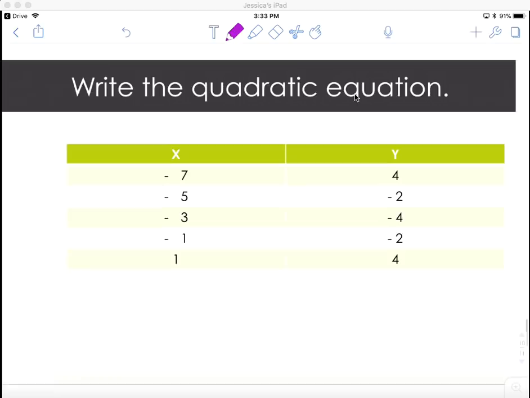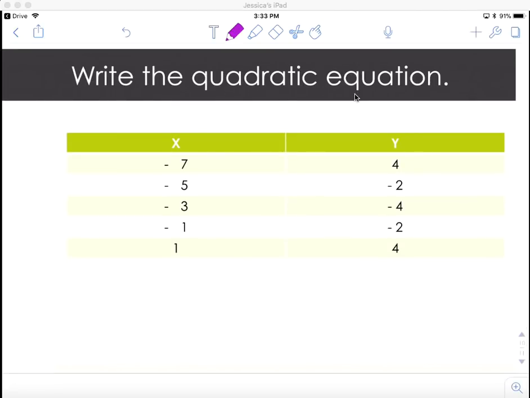Go ahead and pause the video, try this last table on your own, and then restart once you're ready to check. For this last table, my vertex is the negative 3, negative 4. So I'm going to use that as h and k. And then you can pick any point to be your x and y. I personally am going to pick 1, 4 here because it's two positive numbers. You can pick any point though, they should all give you the same answer.